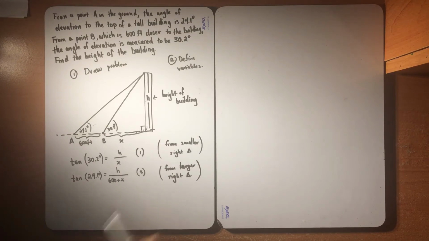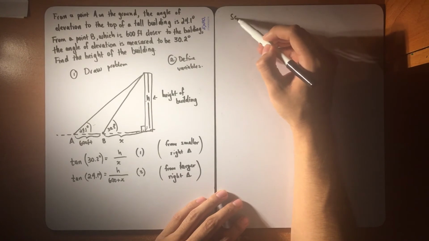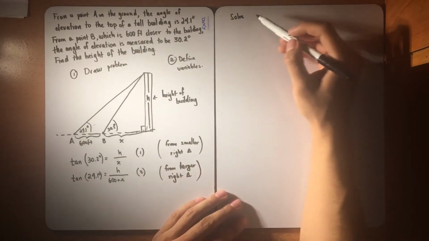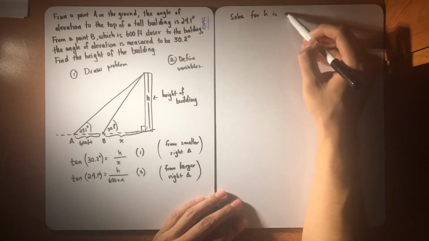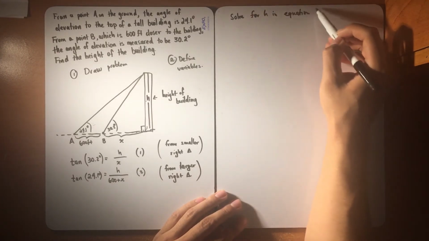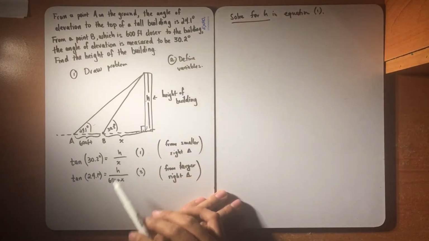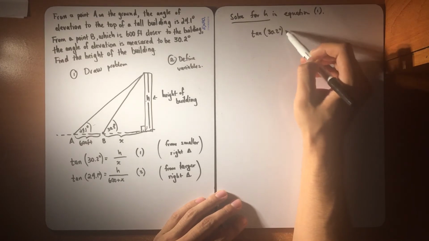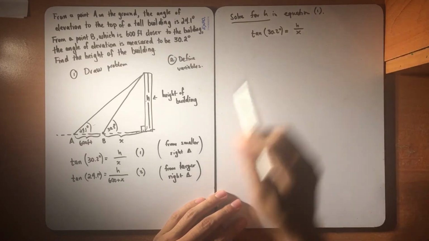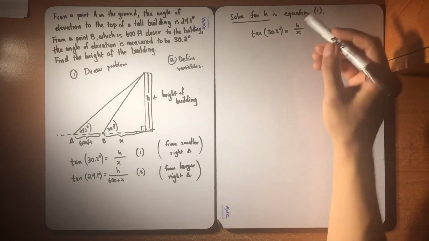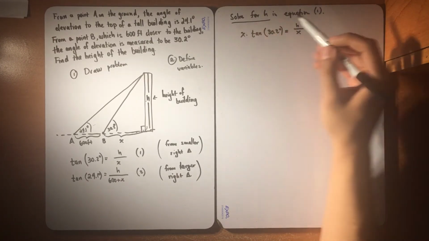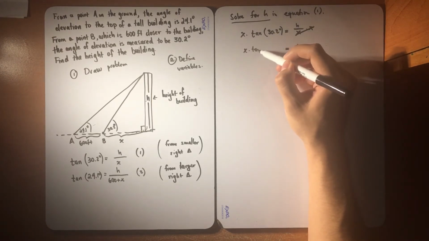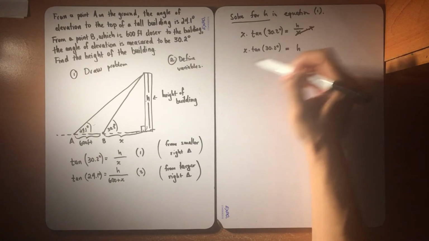So look at the first equation. I want to solve for one of the variables, and the simpler one to solve for is h. So solve for h in equation 1. In other words, I want to get h by itself. So let me write the equation again, and I get tangent of 30.2 degrees equals h over x. In order to get h by itself, I have to multiply x on both sides. So the x's cancel, and I'm left with h, and this becomes x times tangent of 30.2 degrees.